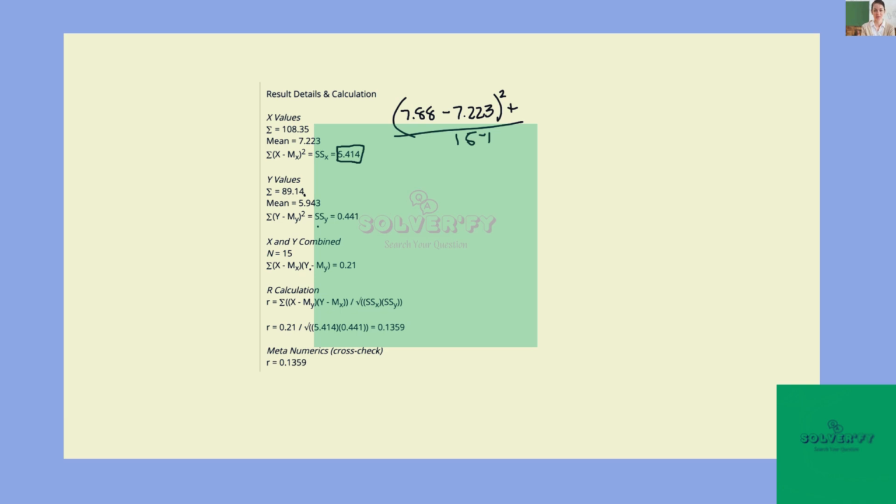Then to get your r, or your correlation coefficient, what you do is you take 0.21, divide it by your sum of squares of your x times your sum of squares of your y, and the correlation coefficient is 0.1359.